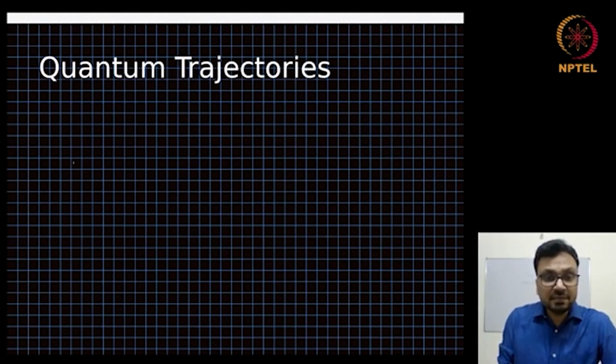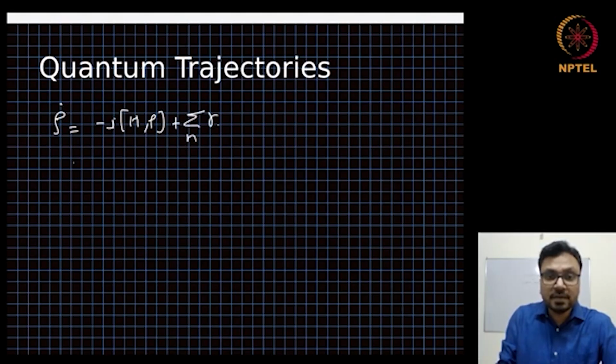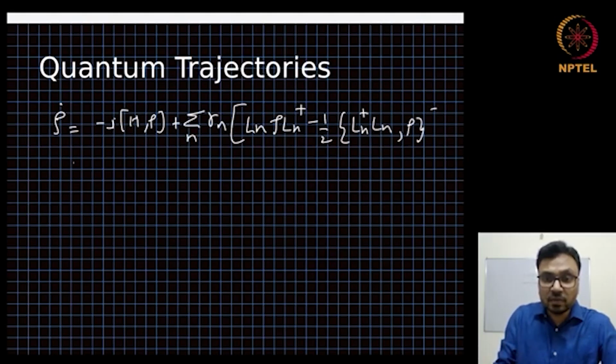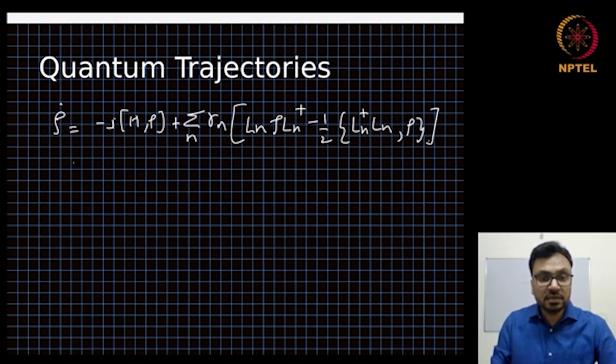Let us start with the Lindblad master equation. It is rho dot equals minus i [H, rho] plus sum over n gamma_n (L_n rho L_n dagger minus half the anticommutator of L_n dagger L_n and rho). So here H is the system Hamiltonian, I'm not writing the subscript S. L_n are the Lindblad operators, gamma_n are the coefficients of the Lindblad operators, and rho is the state of the density matrix of the system.